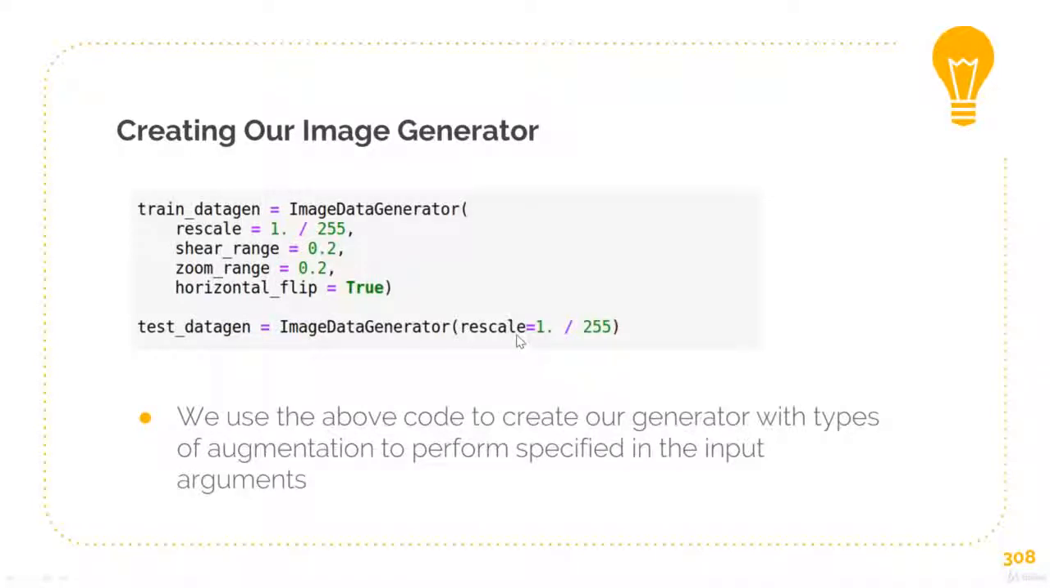because we don't want to manipulate the test data set. We want the test data set to remain as is. We just want to add the manipulations to the training data set.